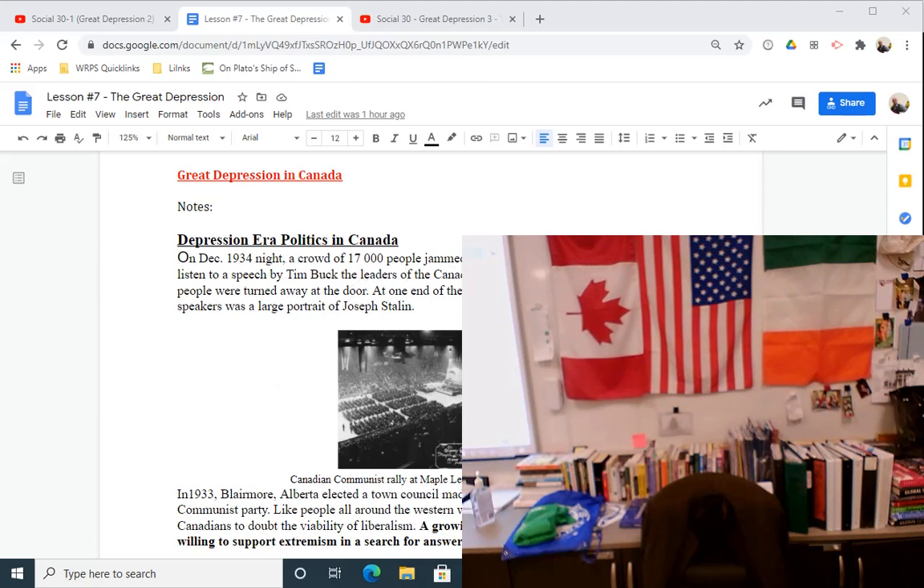So during the Great Depression in Canada, like we saw in the United States, some people became so disillusioned with liberalism that they ended up being tempted to go all the way to non-liberalism, all the way to communism. And we're seeing 17,000 people jammed in to watch a speaker, Tim Buck, talk about communism. Another 8,000 people were turned away because there wasn't enough standing room. At one end of the arena, behind the platform used by speakers, was a large portrait of Joseph Stalin.